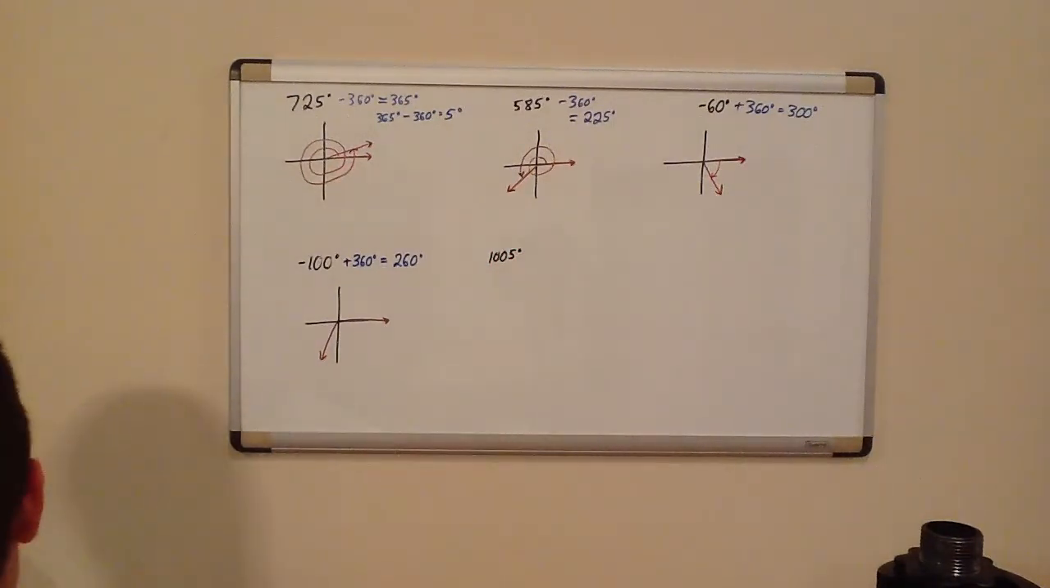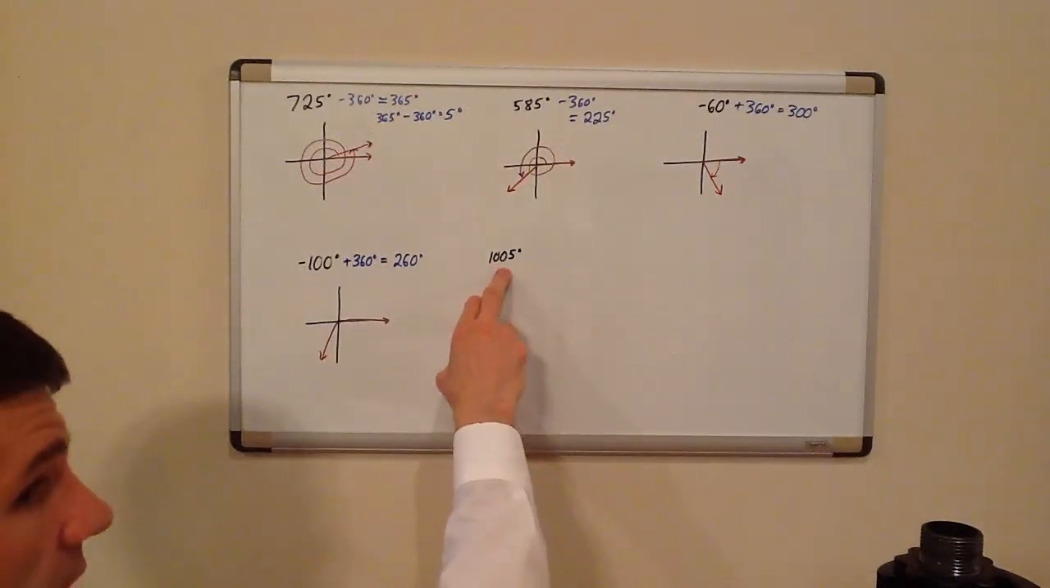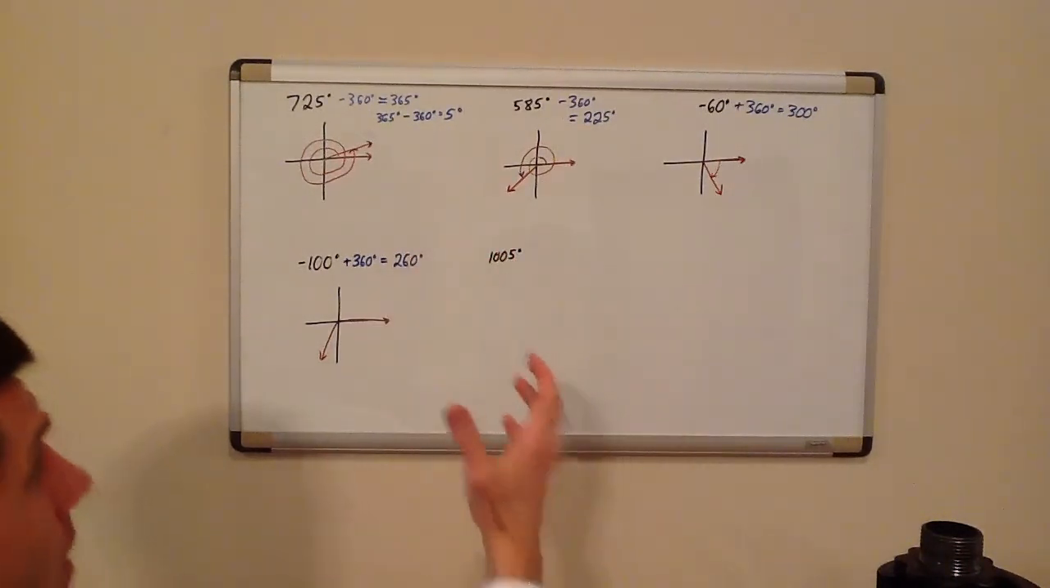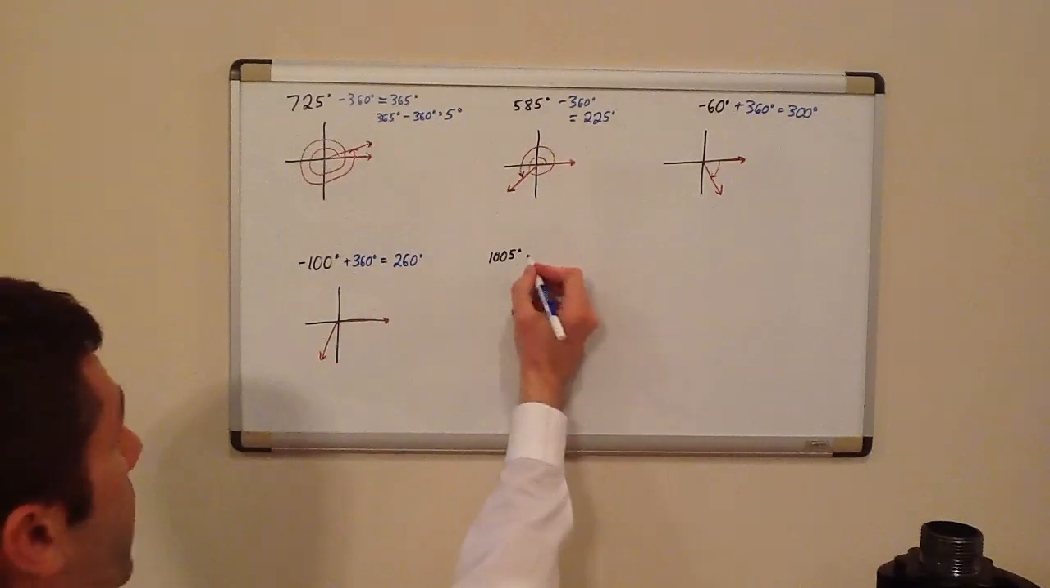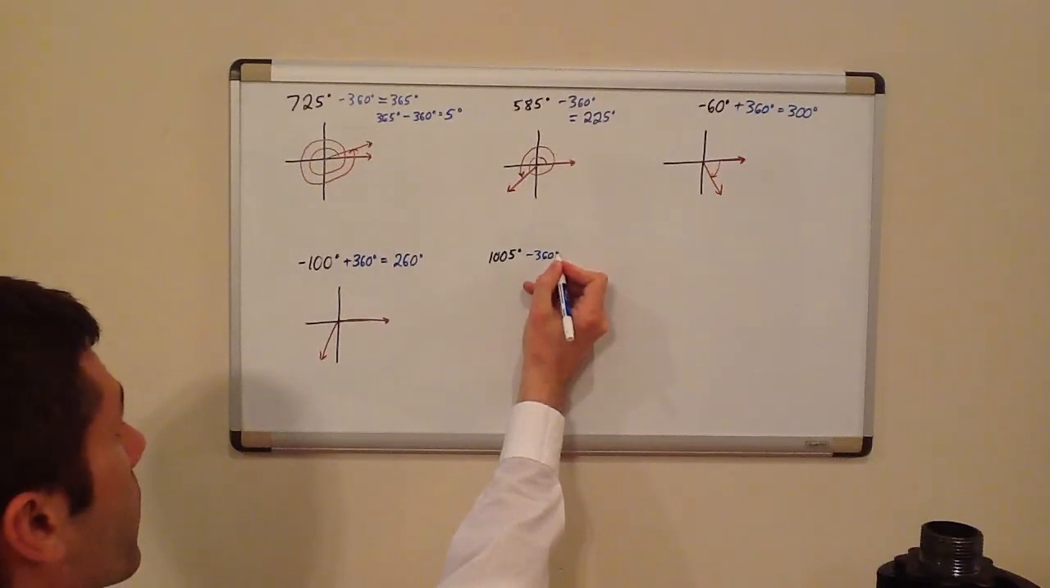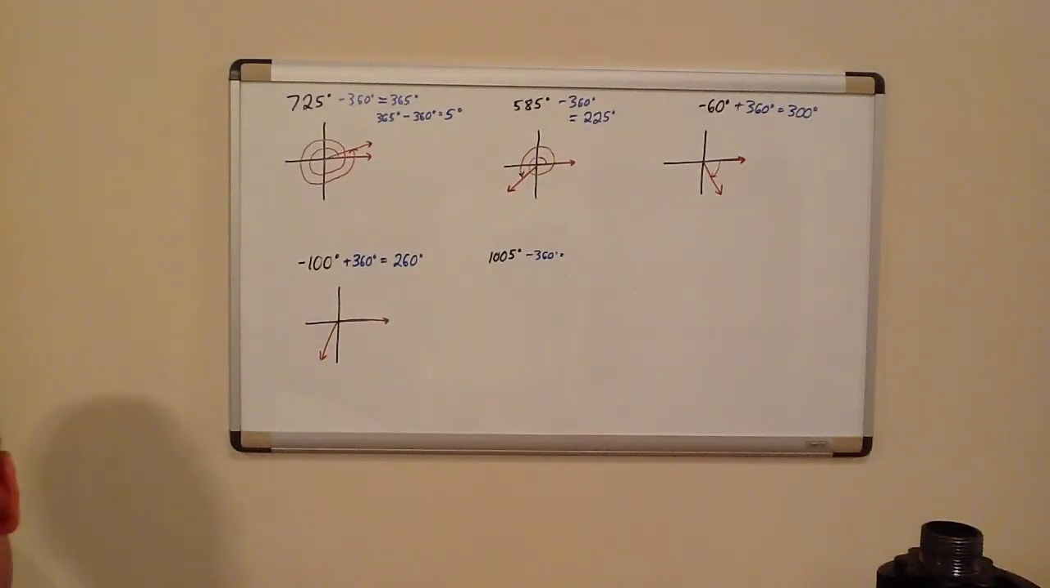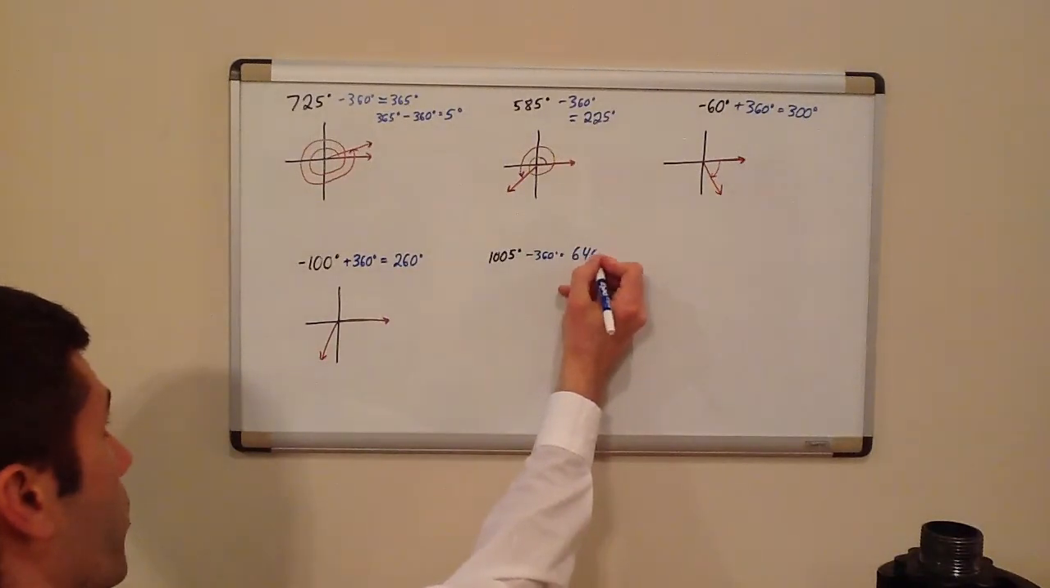1005. Oh, way too big. Way too big. So here's the trick. We know it's too big. 1005 is much bigger than it needs to be. Since it's too big, let's subtract 360. So we're going to subtract 360 from that. When we subtract 360, 1005 minus 360, we get 645.